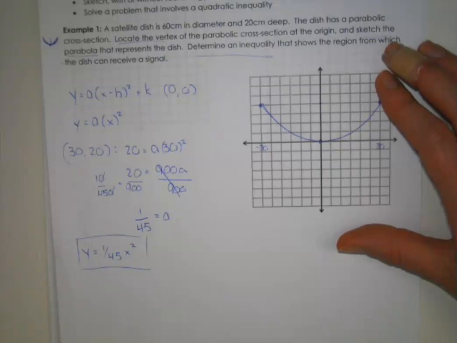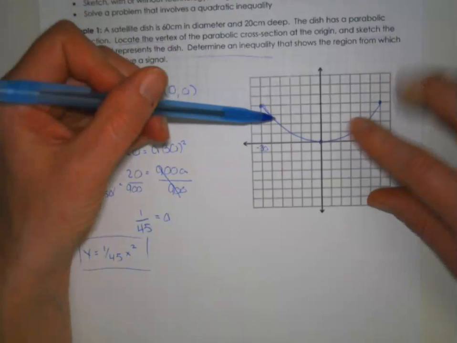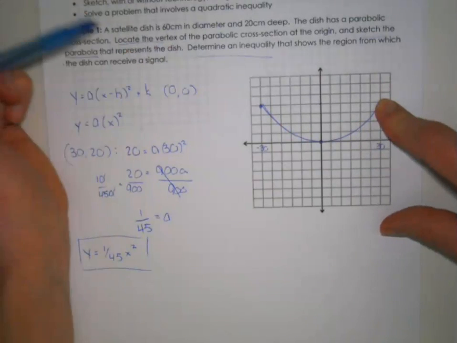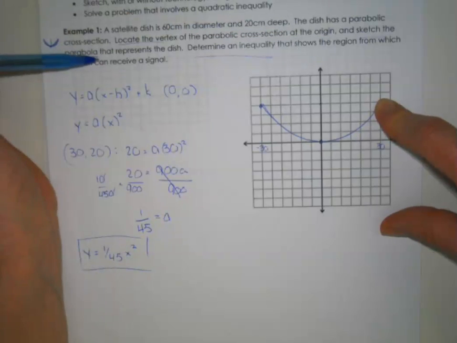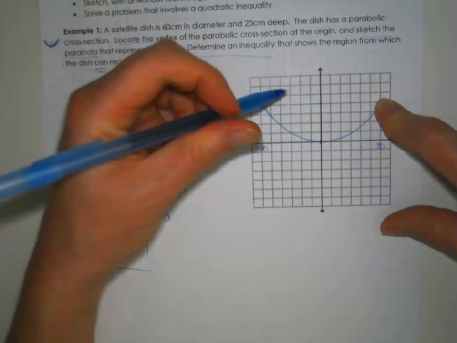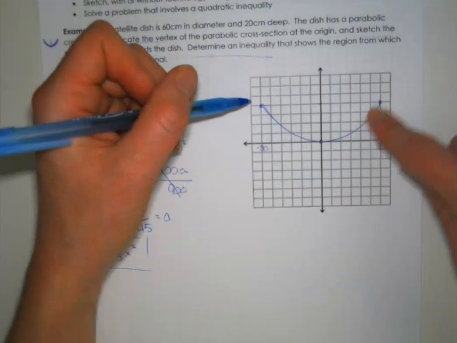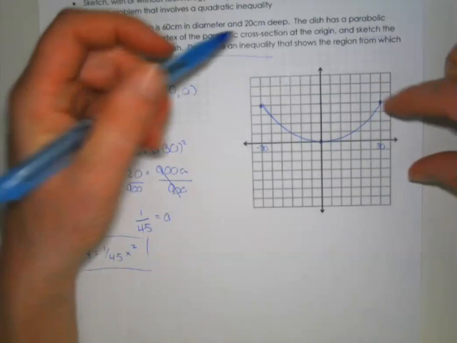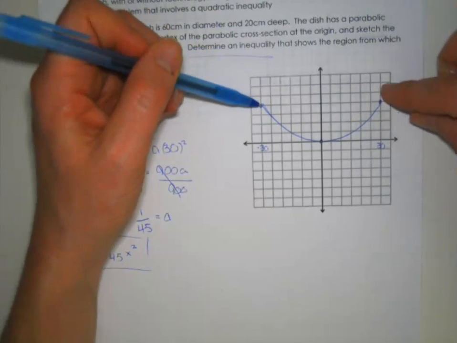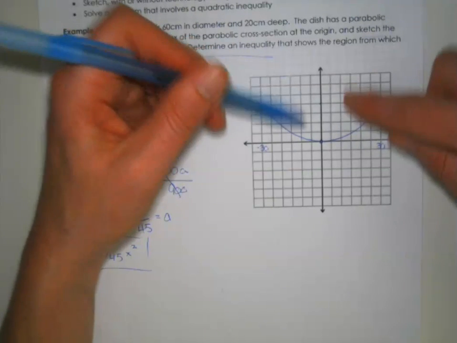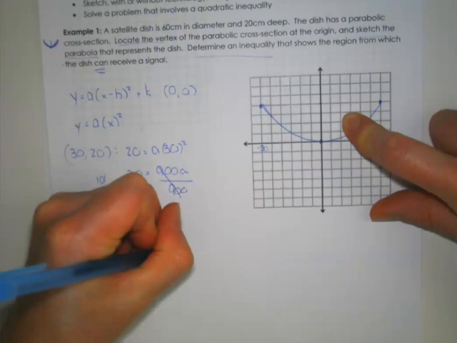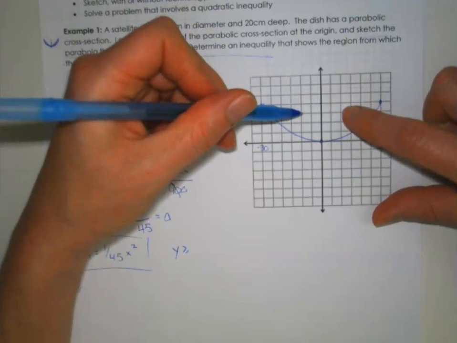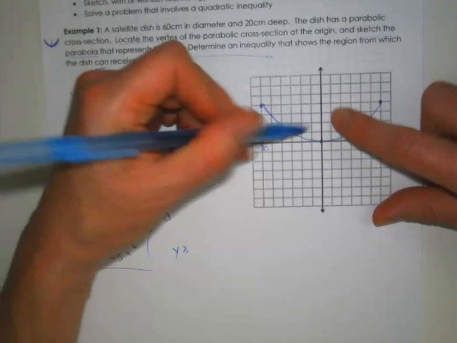Now of course, you're going to want to use a test point to verify. Hopefully you understand, though, that if this is the shape of the dish, because it's asking for an inequality that shows the region from which the dish can receive a signal. Remember, the reason we have this parabolic shape is because it can gather signals in towards itself. And so all the signals are going to come from here. So what I would expect is that the region above the graph is going to be the parts where it can receive a signal from.